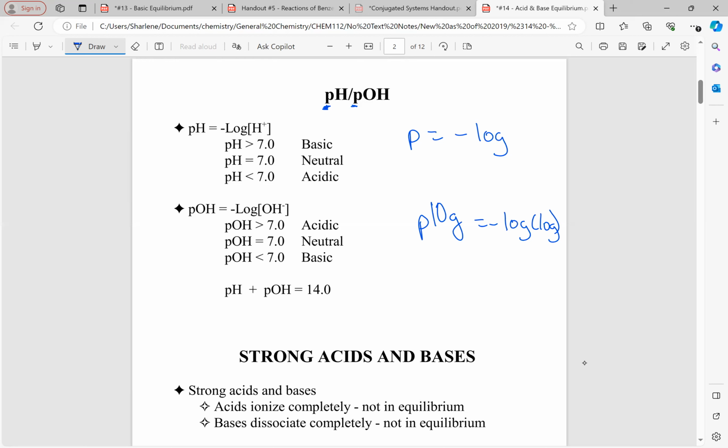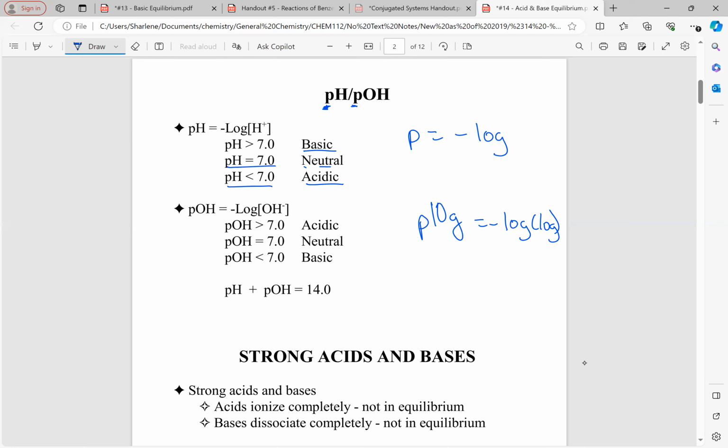The reason we do this is it gives us larger numbers, and those are usually easier to visualize. So a pH greater than 7 would be considered basic. A pH exactly equal to 7 would be considered neutral. And a pH of less than 7 is going to be considered acidic. All right, it's a kind of a backwards deal.